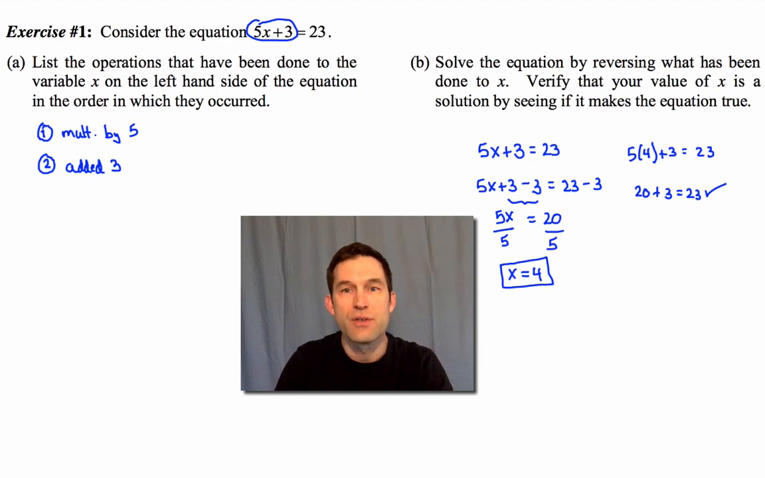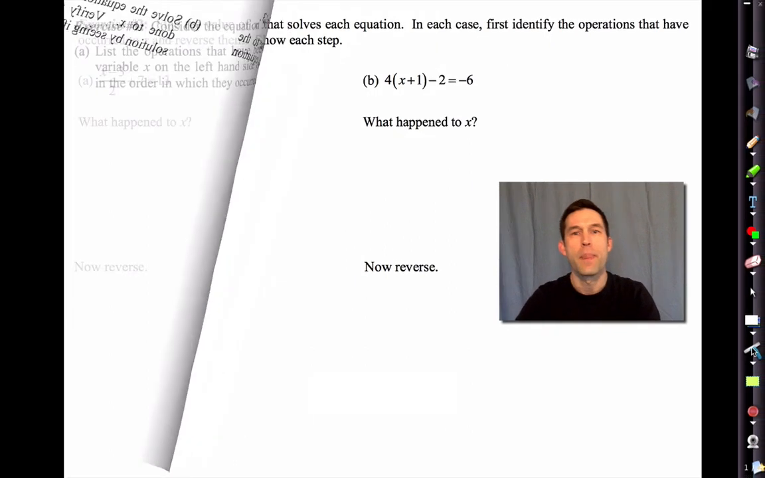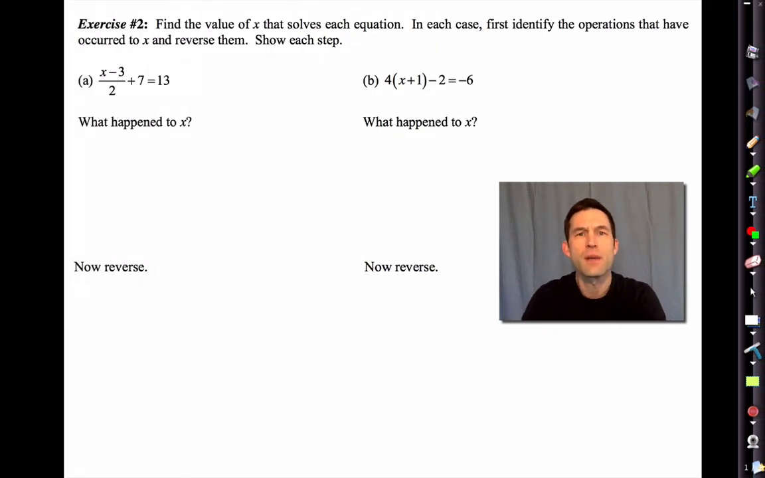I'm going to scrub the screen in just a second, so take a look. Pause the video if you need to. Here we go, scrubbed away. Let's go on to the next problem. All right, in exercise number 2, we've got more complicated equations, right? And what I want you to do is in each case, I want you to identify what happened to the variable on the left-hand side of the equation, and then we're going to reverse what happened to the variable in the opposite order in which it happened. If you think you already know what's going on, pause the video now and try letter A.